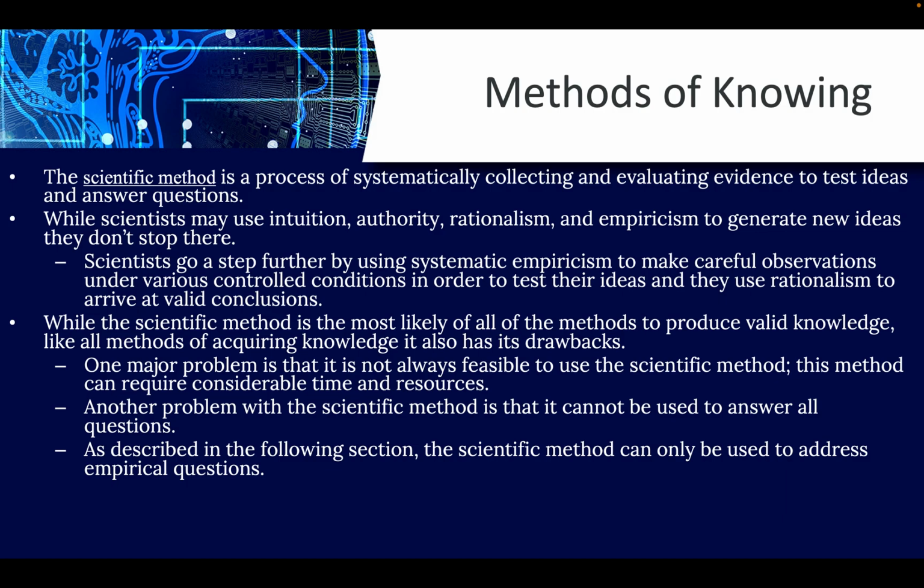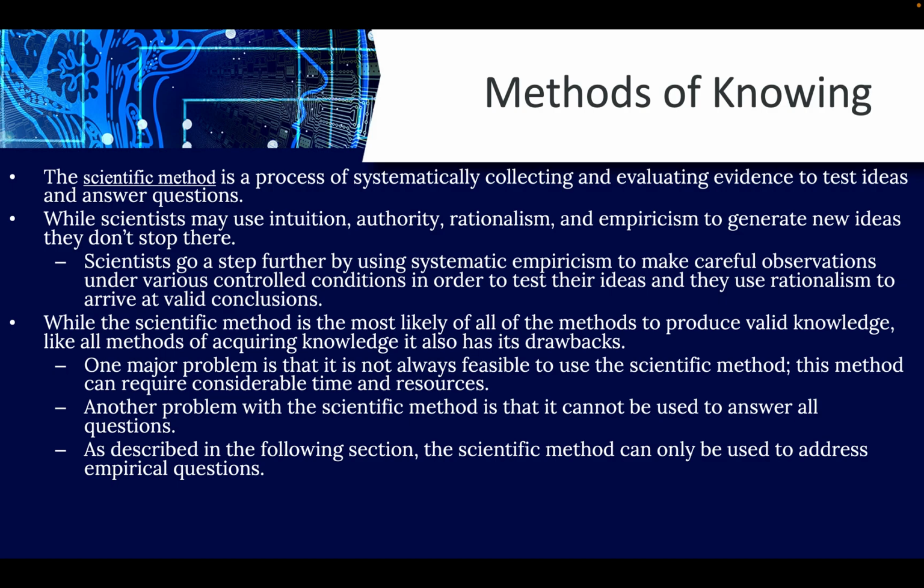It's a process of systematically collecting and evaluating evidence to test ideas and answer questions. While scientists may use intuition, authority, rationalism, and empiricism to generate new ideas, they don't stop there. Scientists go a step further by using systematic empiricism to make careful observations under various controlled conditions in order to test their ideas, and they use rationalism to arrive at valid conclusions.